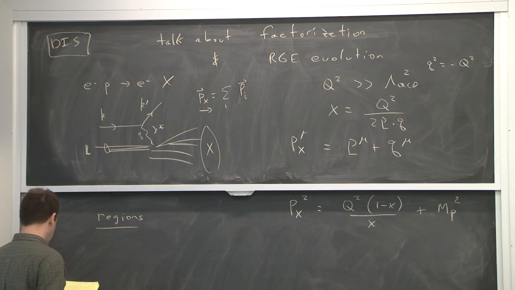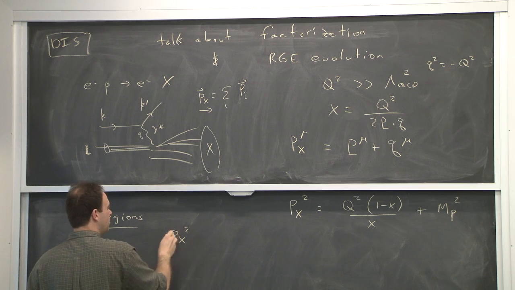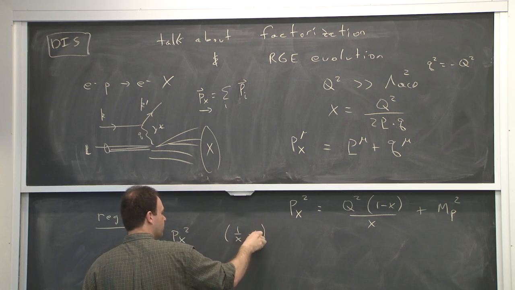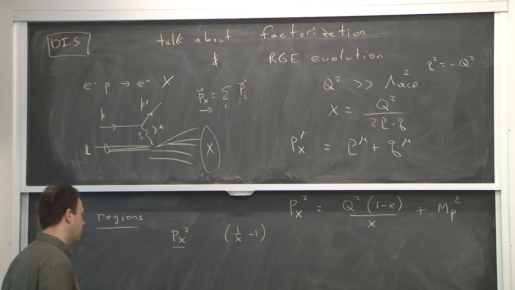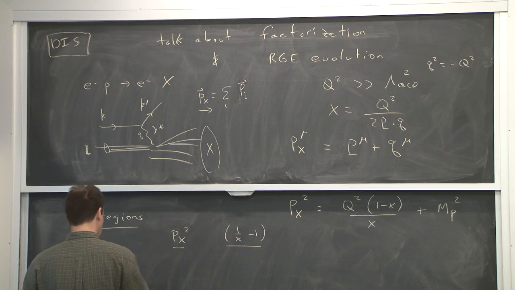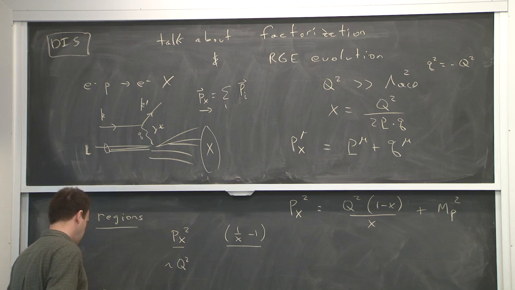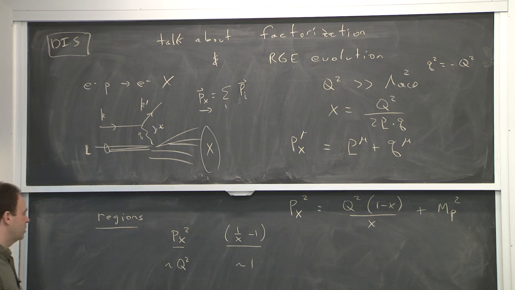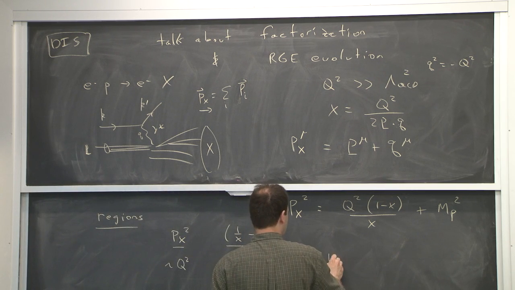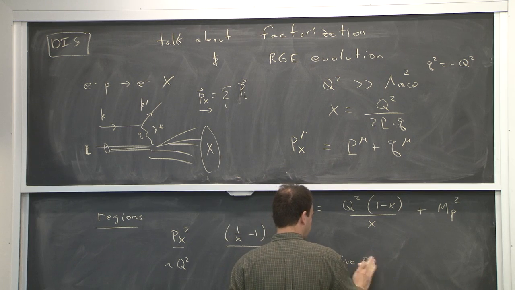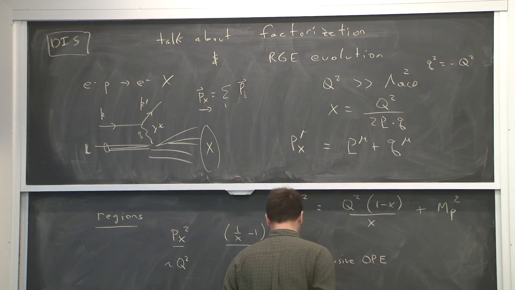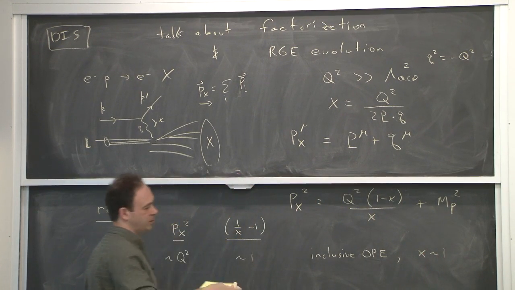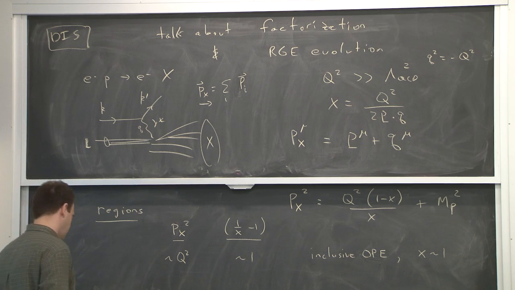But I have to enumerate what I'm talking about carefully. And I can do that by looking at P_X squared, or this factor (1 minus x) over x, which I'll call 1 over x minus 1. If this thing is of order Q squared, then that means that this thing you're counting is of order 1. And in that case, it's what's called the inclusive operator product expansion. So this is the case that most books would deal with. And that's the one we'll deal with, actually, where effectively we're not putting restrictions on x. We're just saying it's generic, and it's not approaching any endpoints.